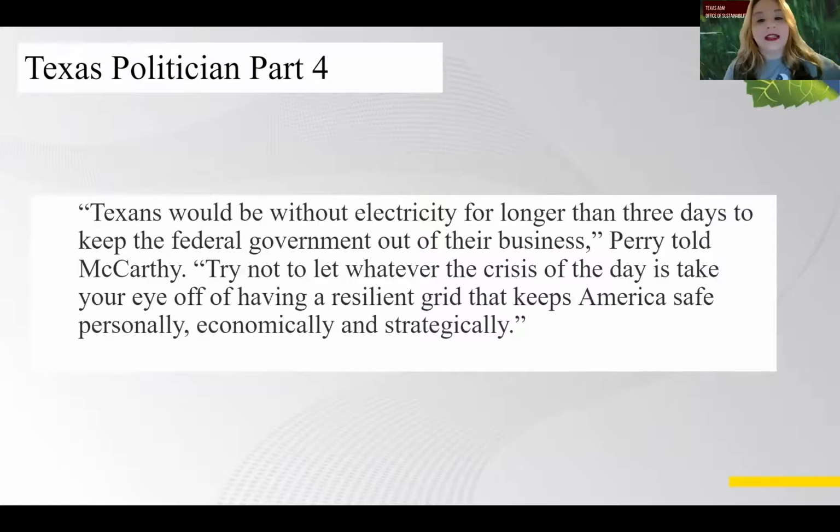Moving on to my least personal favorite response, we have former Governor of Texas, Rick Perry, who took it upon himself to make this statement on behalf of all of Texas. He said, Texans would be without electricity for longer than 3 days to keep the federal government out of their business. Try not to let whatever the crisis of the day is take your eye off of having a resilient grid that keeps America safe personally, economically, and strategically.